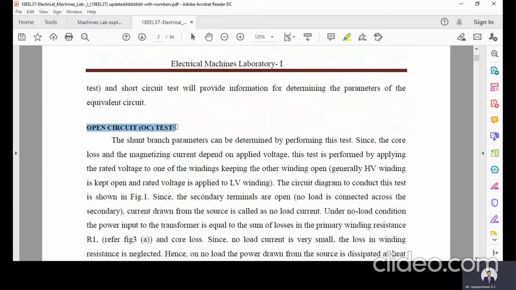First, let us see, OC test is performed to find out the no load losses, and also the shunt branch parameters can be determined by performing this test. Since the core loss and magnetizing current depend on the applied voltage, this test is performed by applying the rated voltage to one of the windings, keeping the other winding open. So generally what we do is we'll keep HV open and we'll apply the rated voltage to the LV winding.